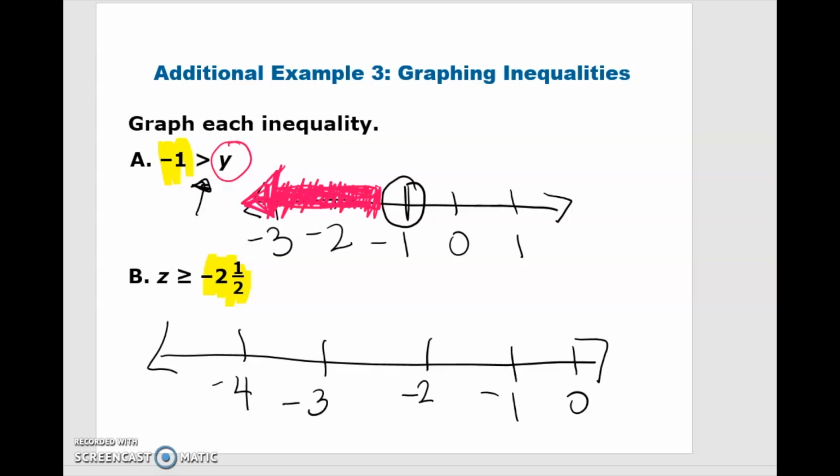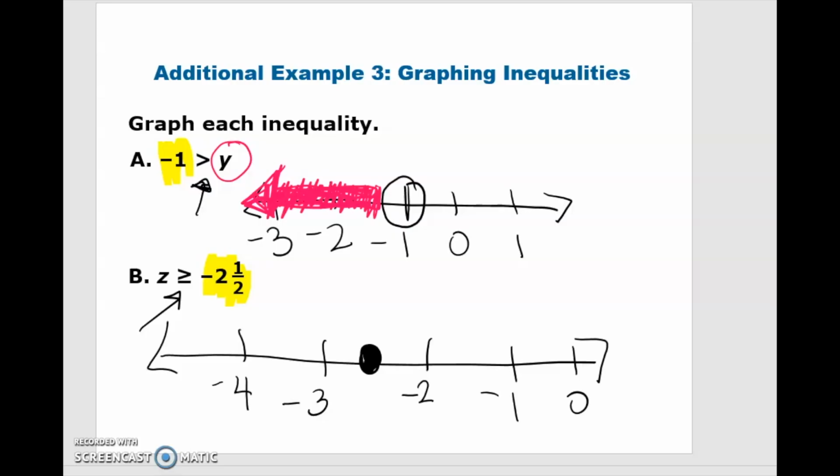Then I'm going to pay attention to my symbol. My symbol is greater or equal. So 2.5 would be right in between 2 and 3. So I'm going to put a closed circle because it could be equal to 2.5.